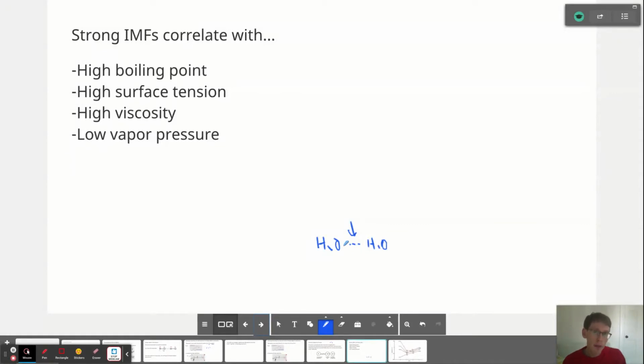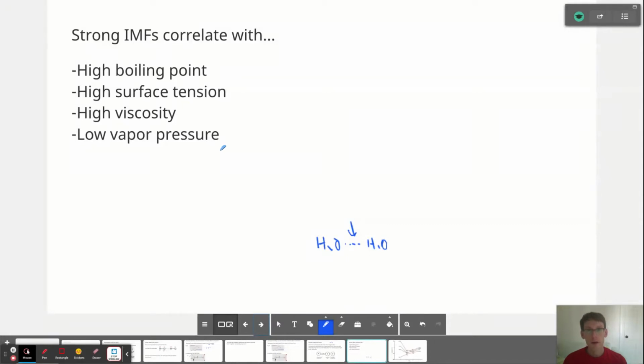It would not be able to walk on water or glide across water if water didn't have such a great surface tension. Put this bug in some other substance like carbon tetrachloride, which is also a liquid, and it would sink. Additionally, strong IMFs correlate with high viscosity, meaning something that is very resistant to flowing.